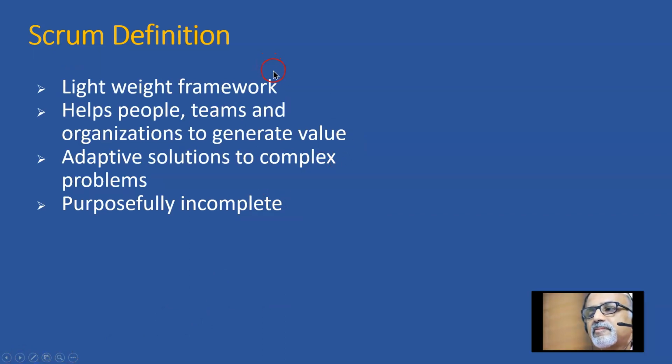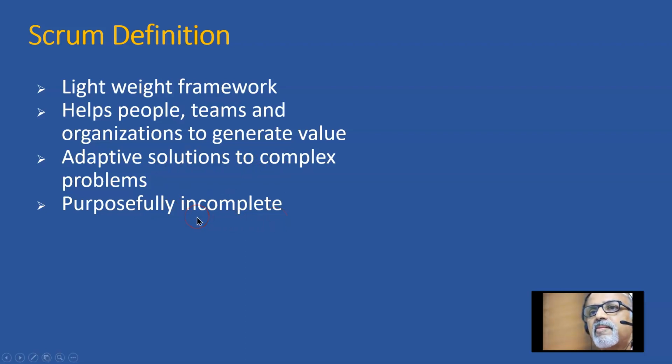Scrum definition. It is a very lightweight framework. The Scrum Guide itself is 13 pages. That is an indication of the lightness of this framework. It helps people and teams and organizations to generate value, with adaptive solutions to complex problems, purposefully incomplete.